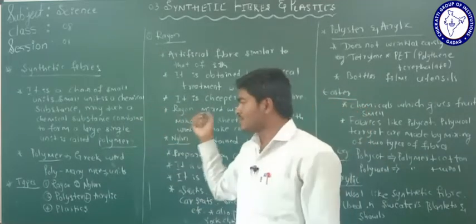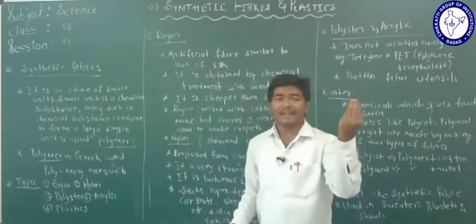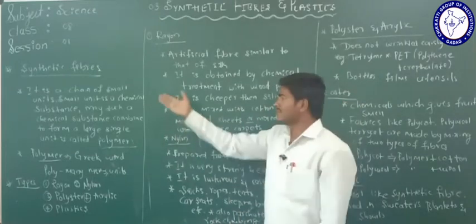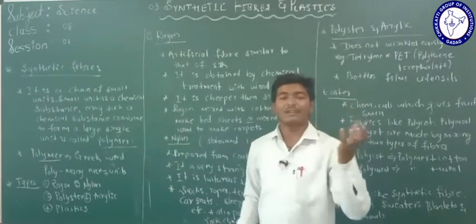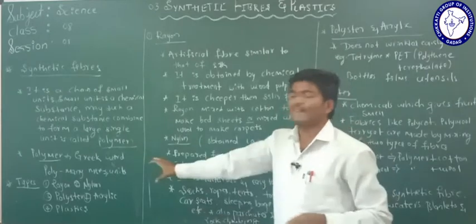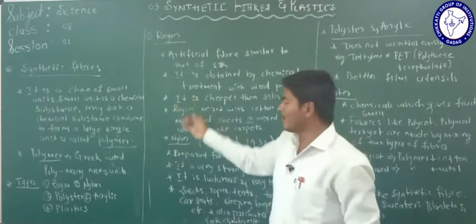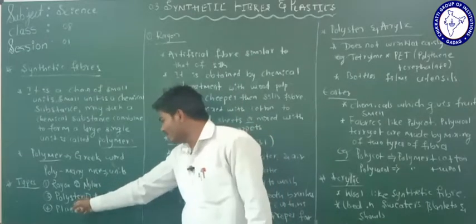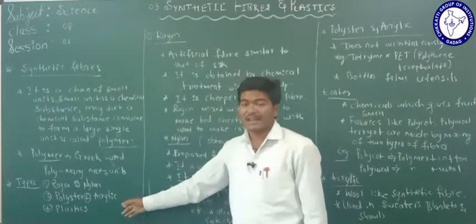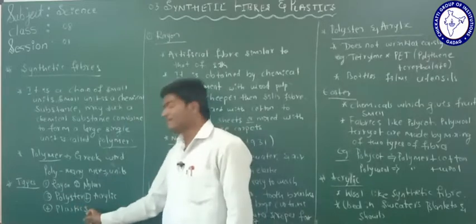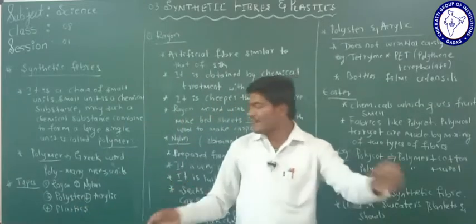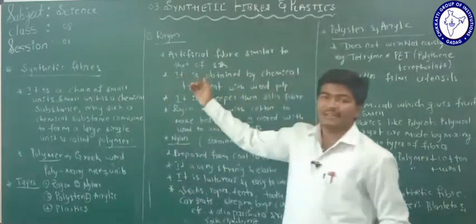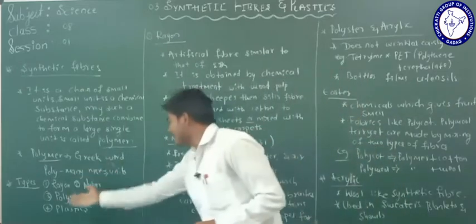There are more than five types of synthetic fibers, but in your class we are going to study only five types. They are: one, rayon; second, nylon; third, polyester; fourth, acrylic; and fifth, plastics. These are the types of synthetic fibers.